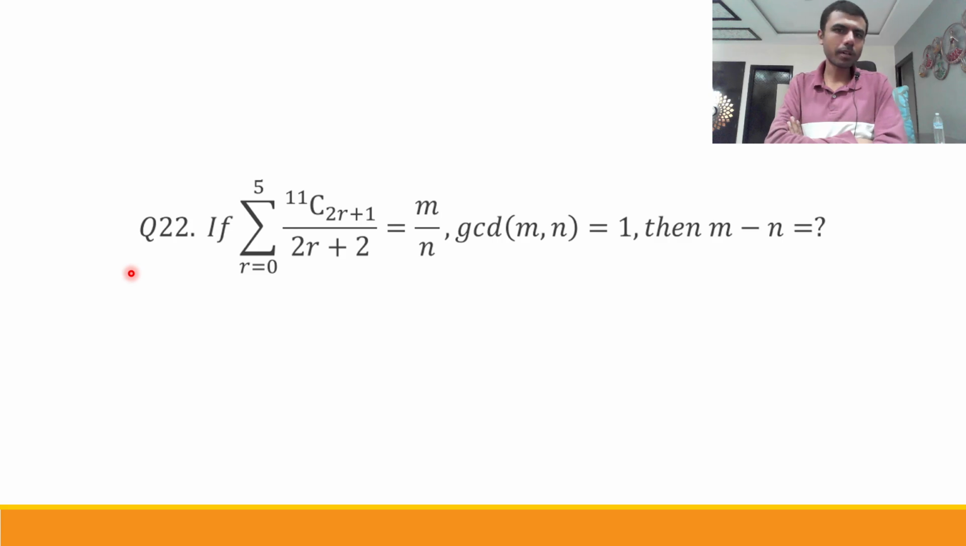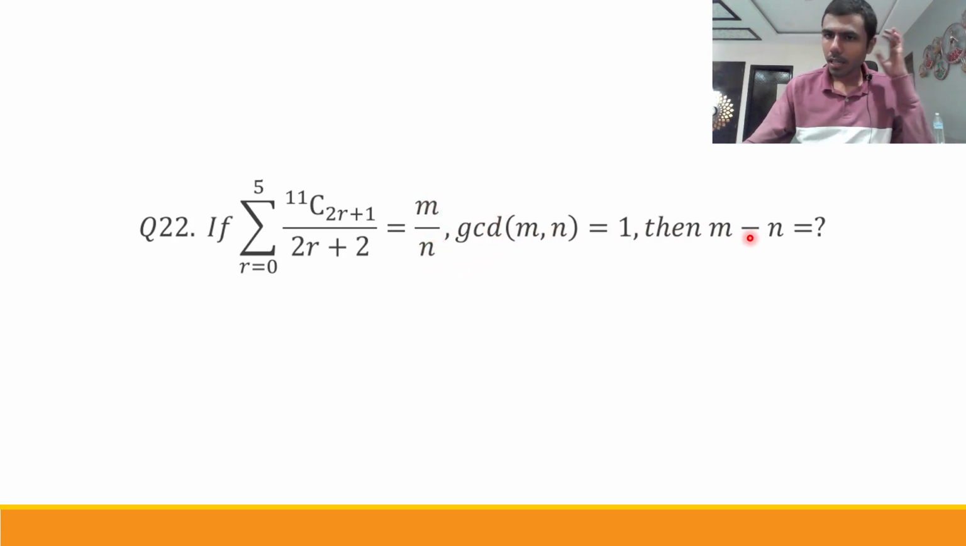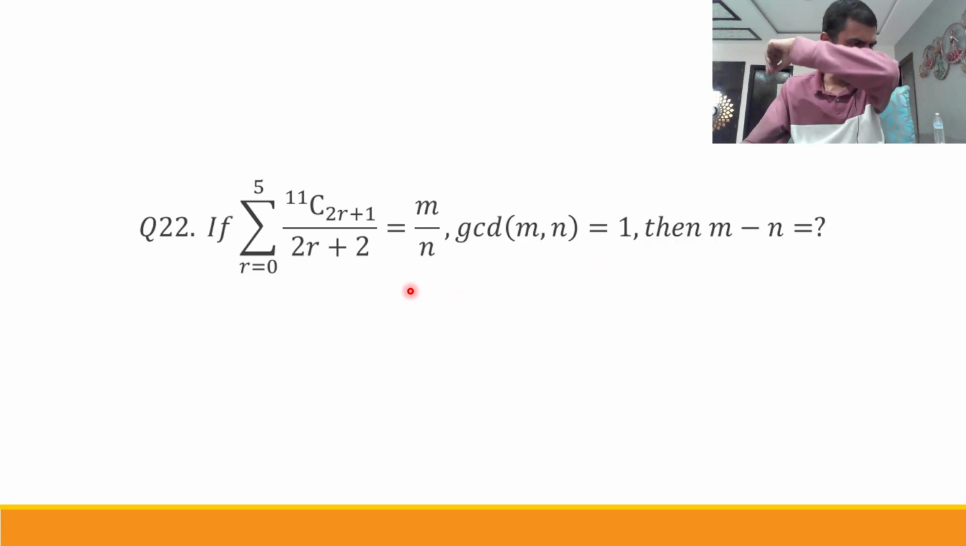Question 22: the sum over r from 0 to 5 of 11C(2r+1) divided by (2r+2) is m by n, where gcd of m comma n is 1. This means they must be simplified as much as possible, with no common factor between m and n. Then m minus n is how much?